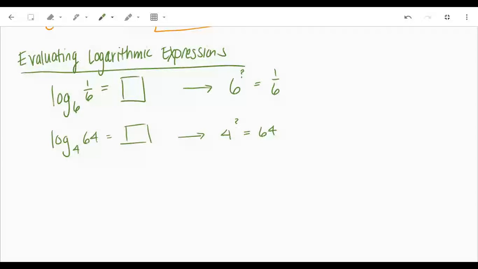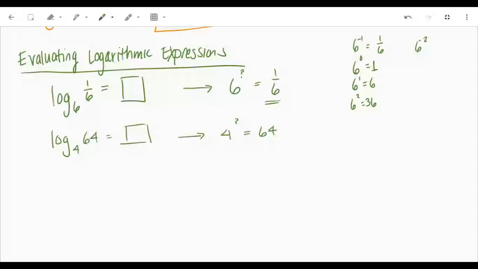Okay, so here's the thing. We know that 6 to the 0 power is 1. 6 to the first power is 6. 6 to the second power is 36, right? And I could keep going and they keep getting bigger. If my goal here is a number that's less than 1, that means my exponent has to be negative. So don't forget about those negative exponents. 6 to the negative 1 would be 1/6. So that's going to be our answer.